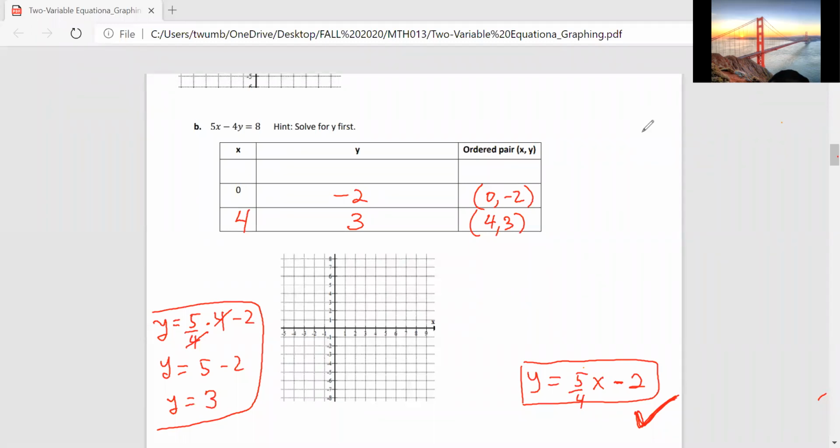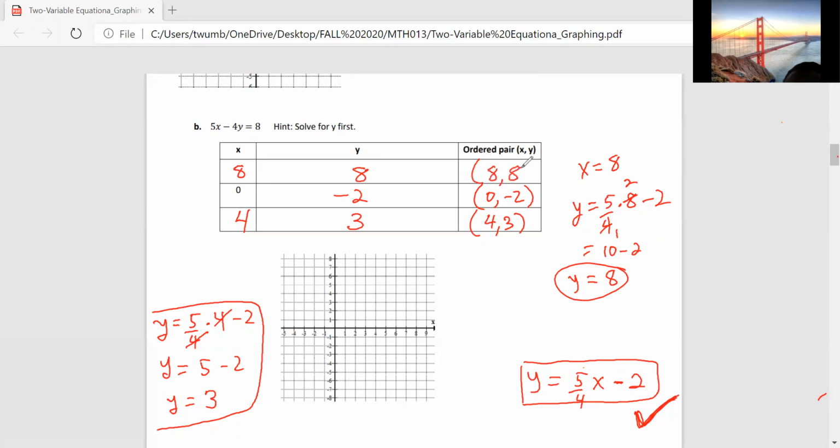If I assume that my x is 8, that means if I put it here, then my y, based on this equation, will be 5 over 4 times 8, minus 2. Now, 4 goes into 8 twice. Basically, I'm left with 5 times 2, which is 10, minus 2, and that will also be 8. So if x is 8, my y will also be 8, and that forms the ordered pair (8, 8). Once I form this ordered pair, I should be able to graph.